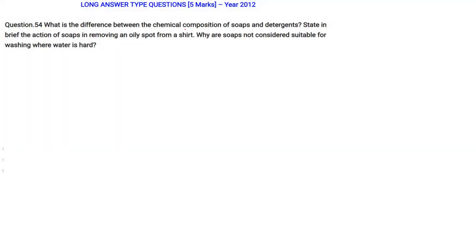What is the difference between chemical composition of soap and detergents? State in brief the action of soap in removing the oily part from a shirt. Why are soaps not considered suitable for washing where water is hard?